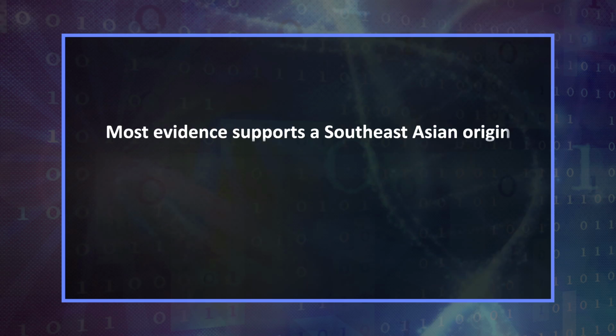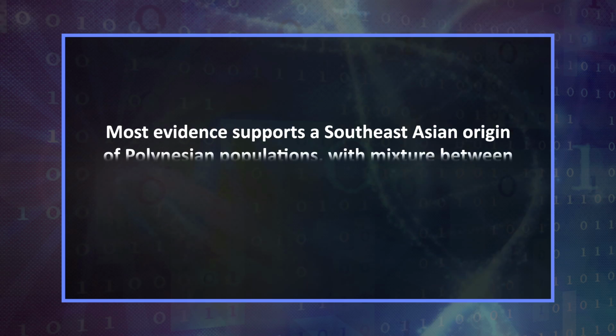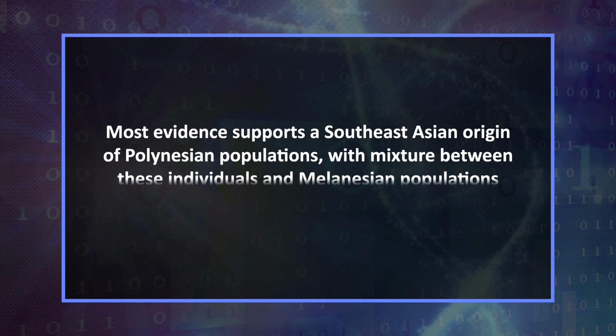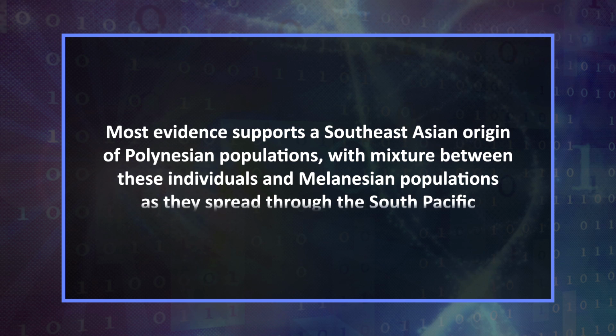Most evidence supports a Southeast Asian origin of Polynesian populations with mixtures between these individuals and Melanesian populations as they spread through the South Pacific. An analysis of mitochondrial DNA, Y chromosome, and autosomal variation in South Indian caste populations indicated less differentiation among castes for mitochondrial DNA than for Y chromosome DNA. This reflects greater levels of female, that is mitochondrial DNA, gene flow among castes than male, that is Y chromosome, gene flow.